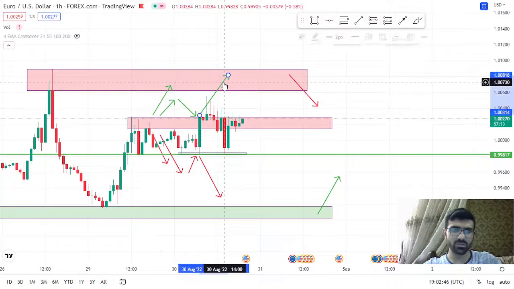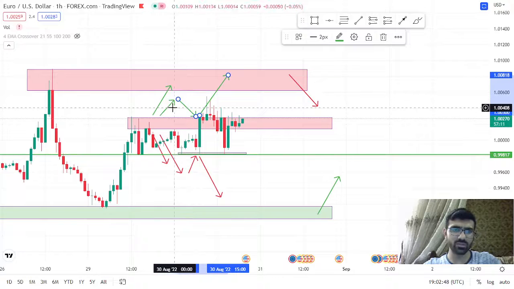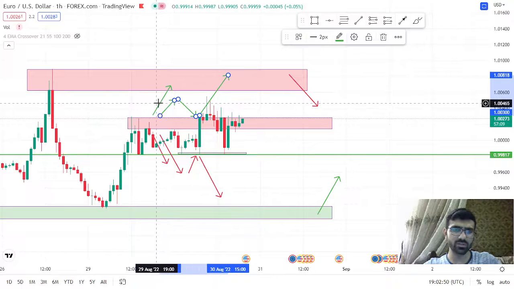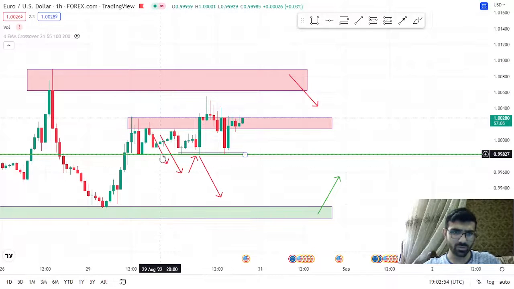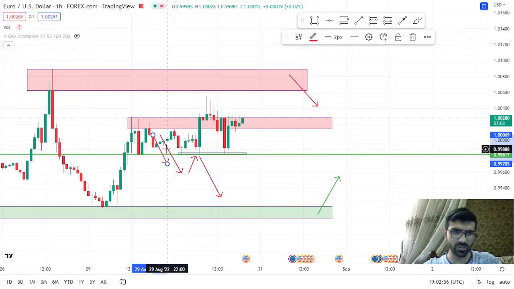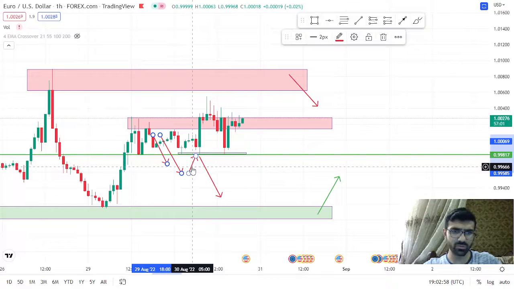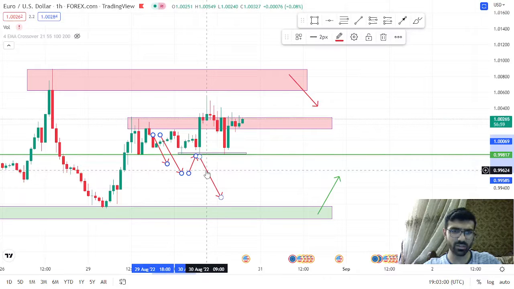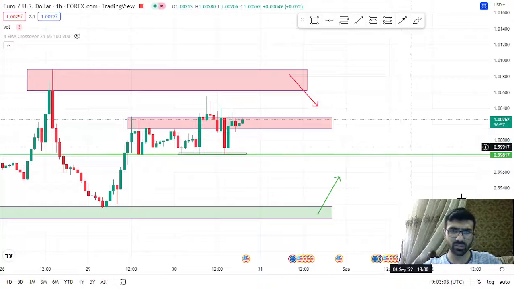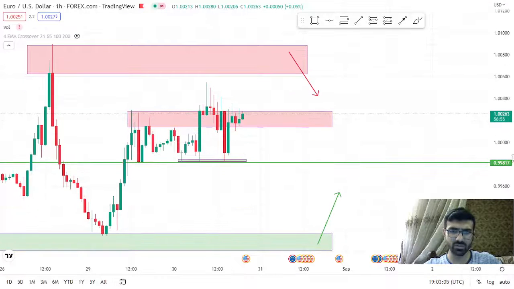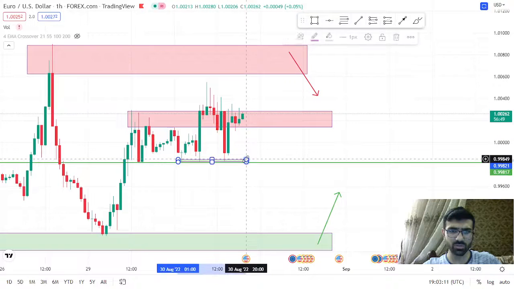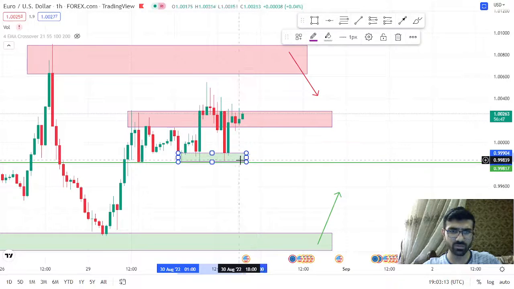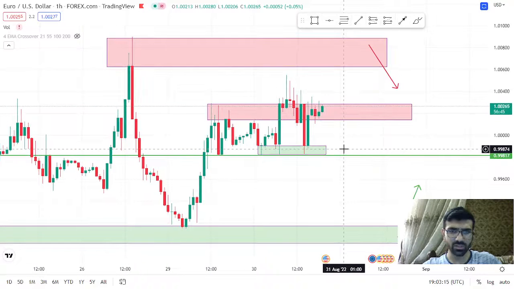Okay, so let me remove this and this. And these arrows will also be removed so you can have a better idea. And as you clearly know how I have marked this area, and just to make this area more visible, I'm going to make it bigger so you can have a better idea.